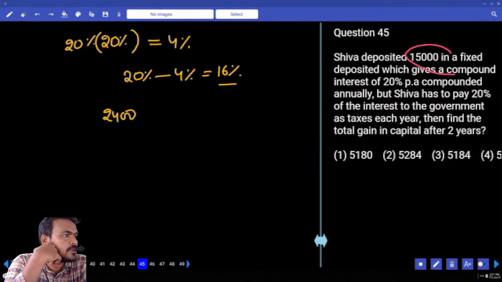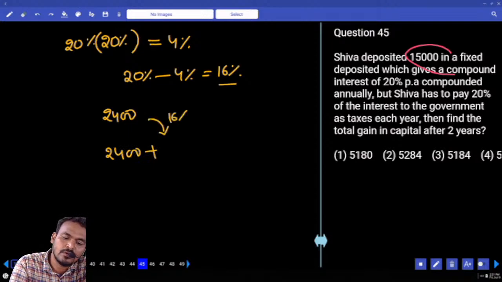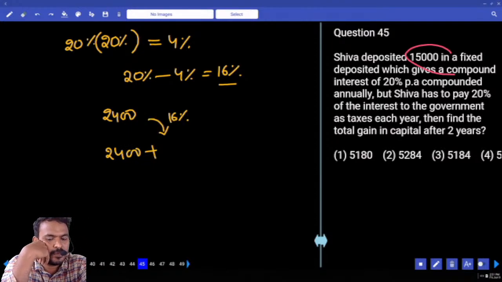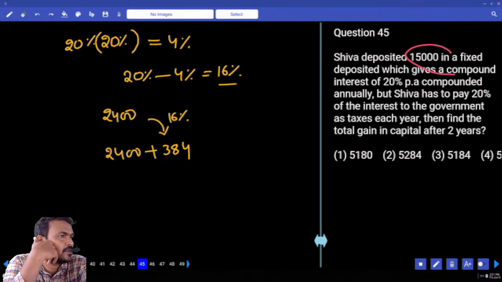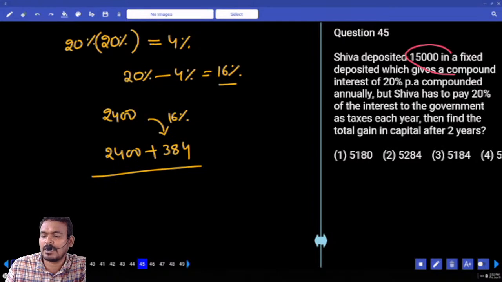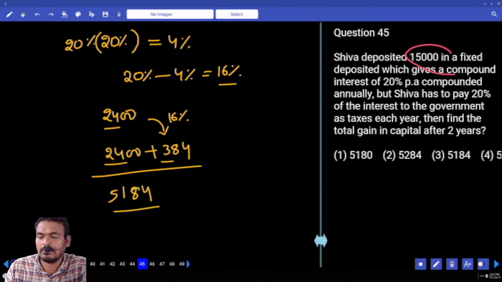2,400. Is that the first year interest or second year interest? First year interest. Again, second year interest is 2,400 plus 16% of which one? 2,400. 16% of 2,400 is 384. Percent, 2 zeros are cancelled. 16 times 20 is how much? 320. 16 times 4 is 64. Total it is 384. All these are added. Is that the 2 years gain value or loss value? Gain value. 2,400 plus 384 is 2,784.